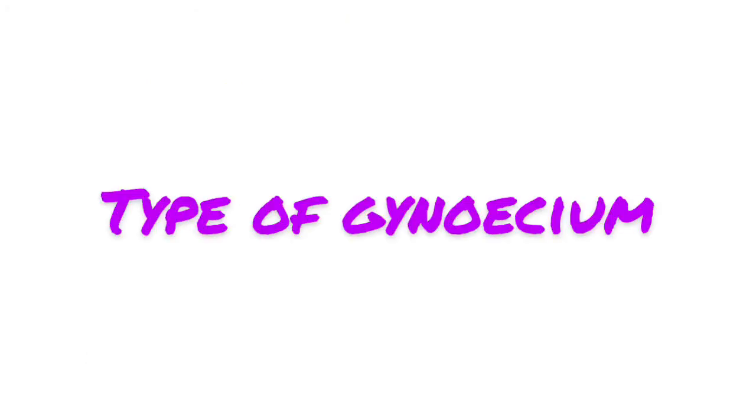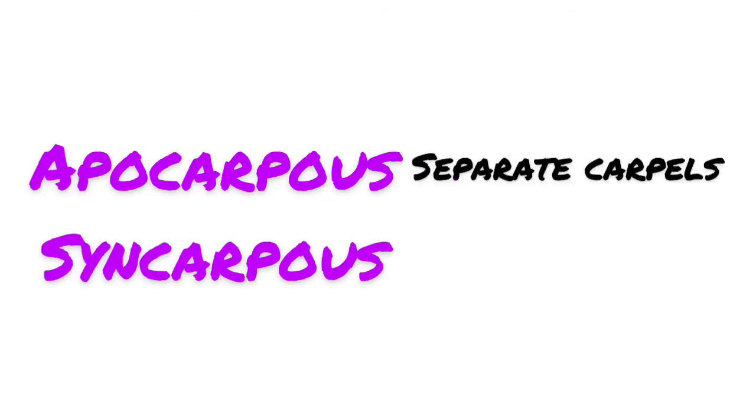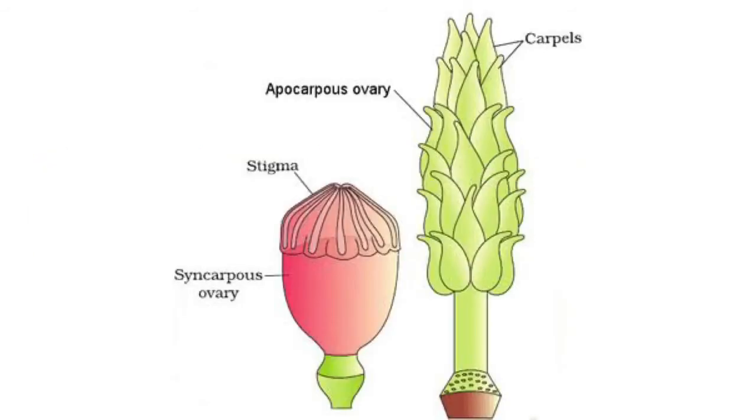Types of gynoecium. Gynoecium again is of two types. First is fused and the other is separated. Apocarpous, as it makes separate carpels, and syncarpous, which comprises fused carpels. You can see in the diagram, the left front side is syncarpous, fused together, and apocarpous, separated.